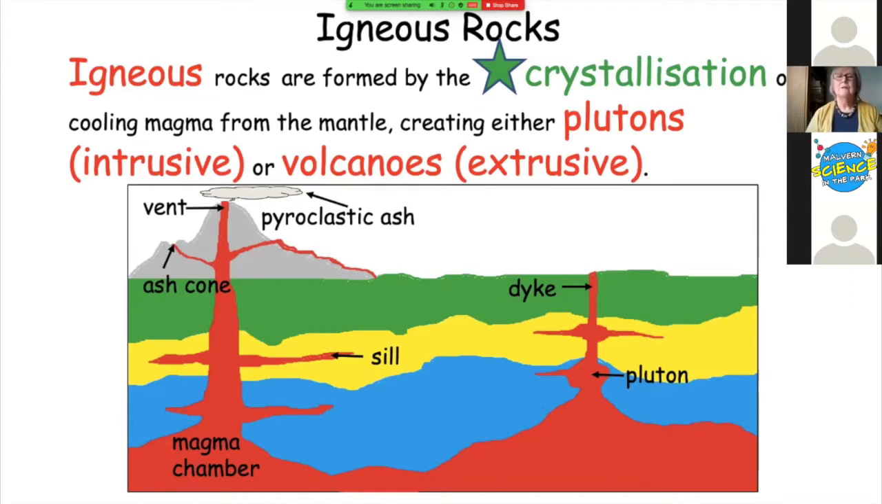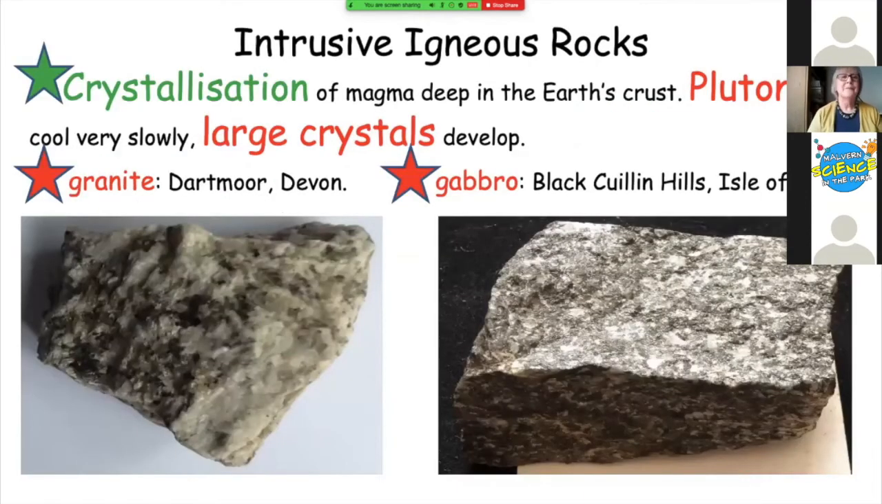So we've got crystallization of cooling magma from the mantle, and it can either form two sorts of igneous rocks: plutonic rocks or plutons, which are intrusive into the rocks above the mantle, so into the crust, or it can form volcanoes, which means that that magma has come out on the surface of the Earth.